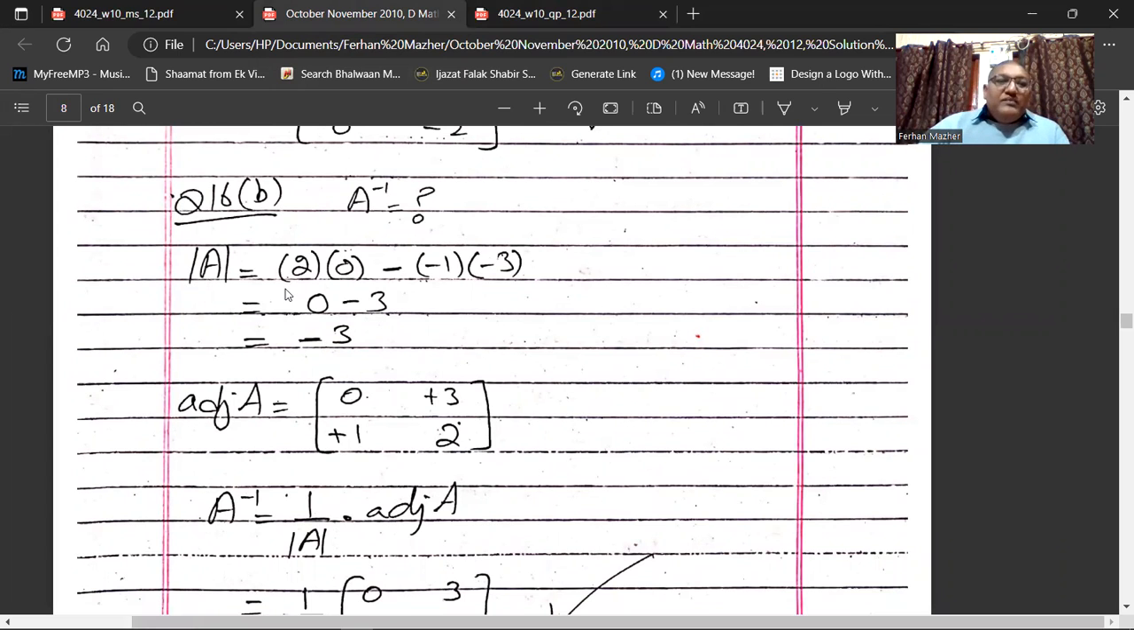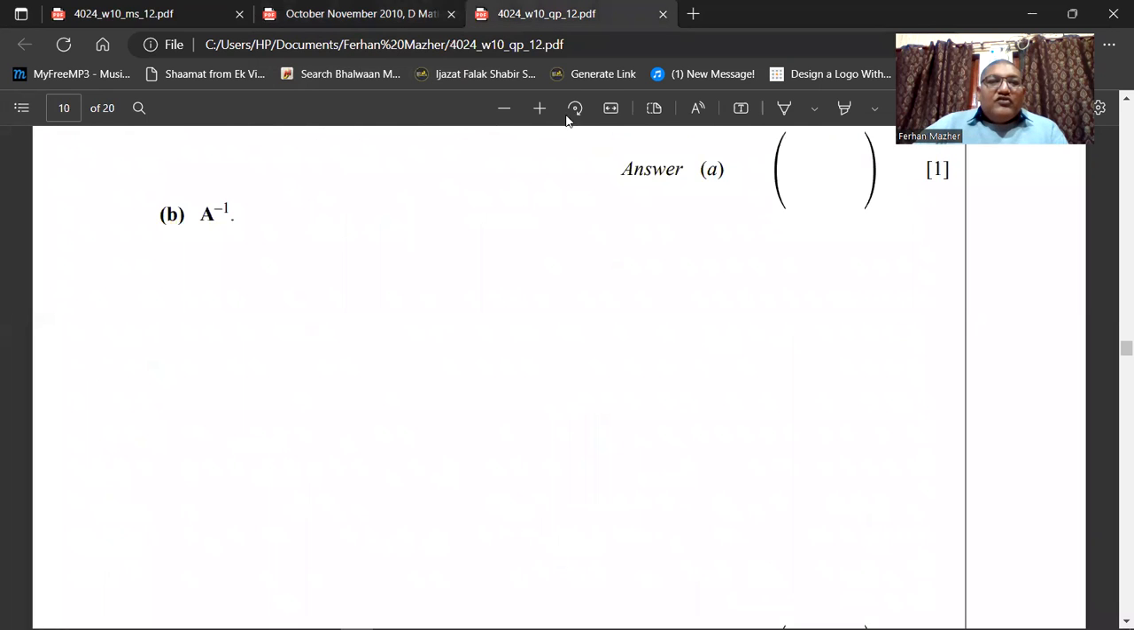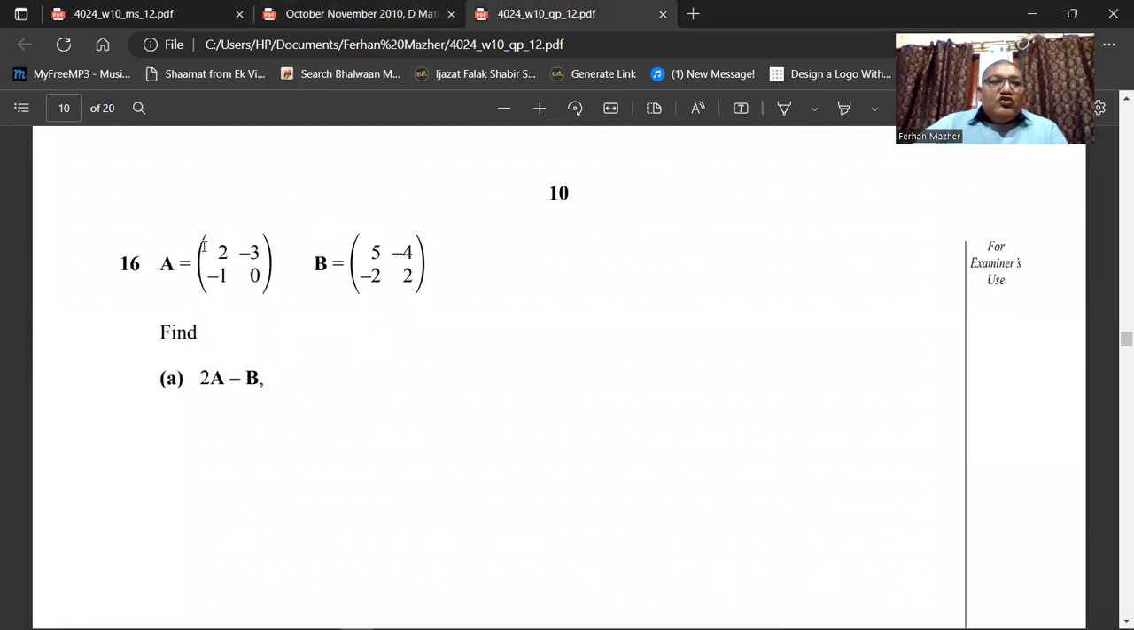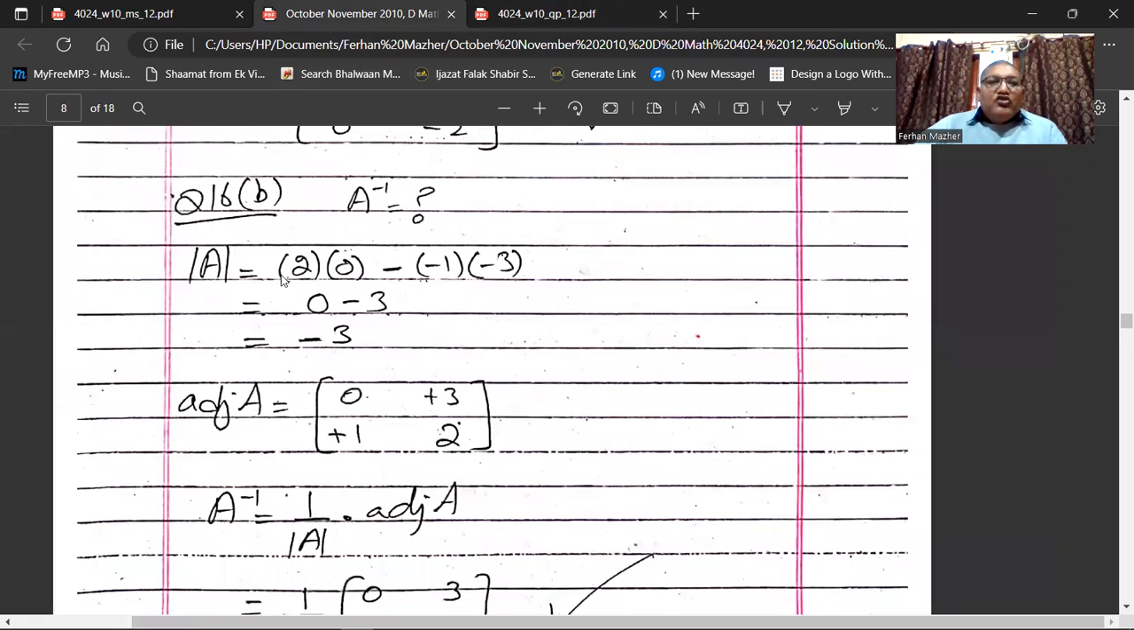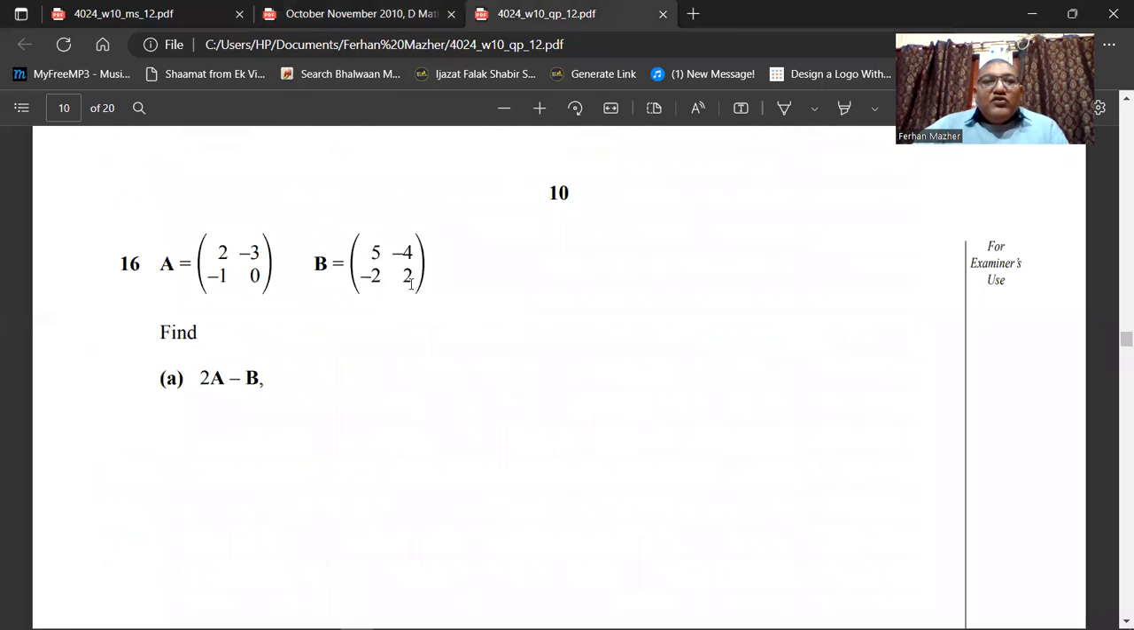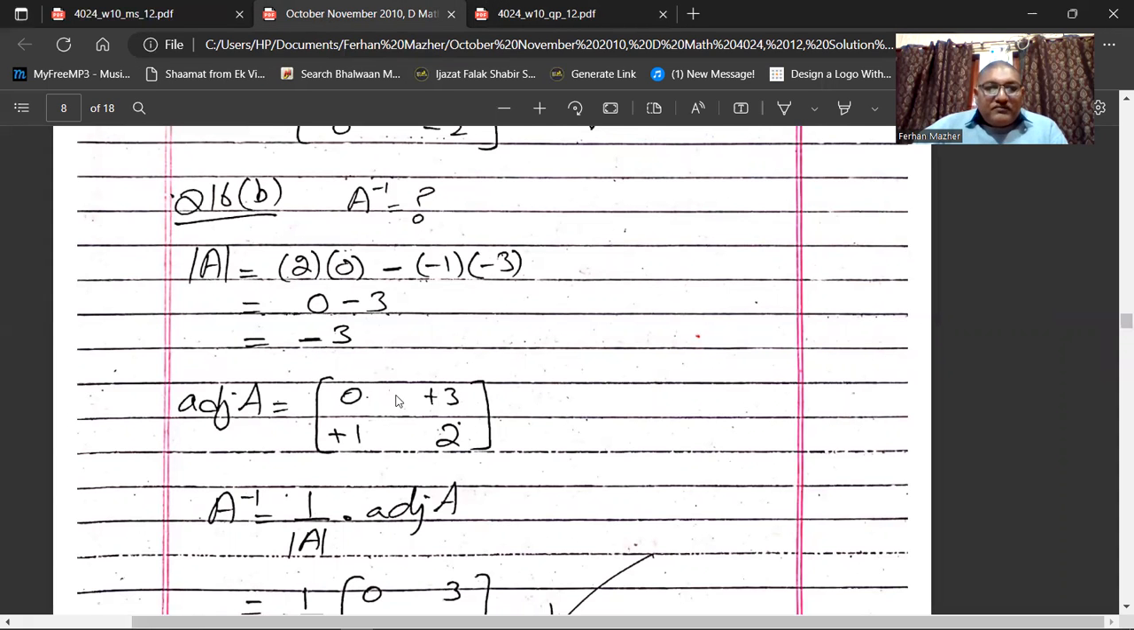The determinant of A will be, you will multiply 2 with the 0, minus 1 multiplied with the minus 3. So 2 zeros are 0, minus plus minus 3. So the determinant is minus 3. In the adjoint, what you do, you change their positions along this diagonal, and along this other diagonal you simply change the signs. So it will be 0, 3, 1, and 2.